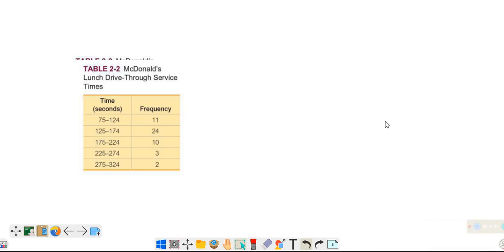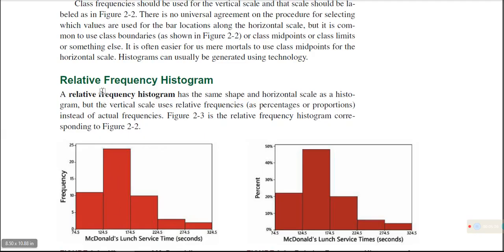Okay, so this is our table for McDonald's lunch drive-through service times. Ayan. So, pakitandaan, we have 75 to 124 is 11, 125 to 174 is 24, 175 to 224 is 10, 225 to 274 is 3, and 275 to 324 is 2. So, what will the relative frequency histogram look like?